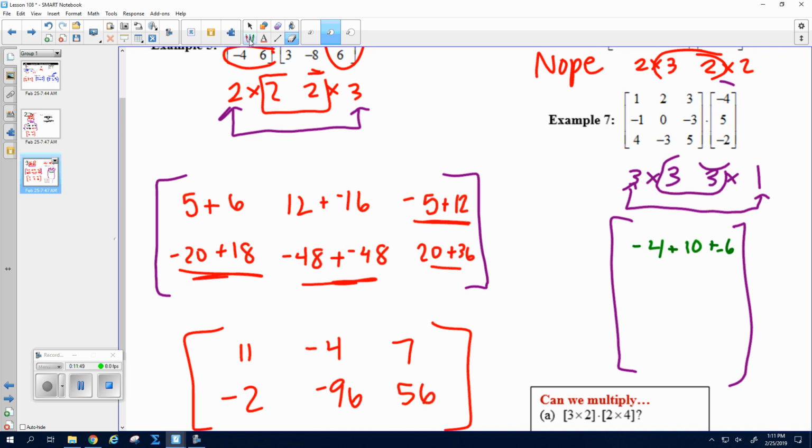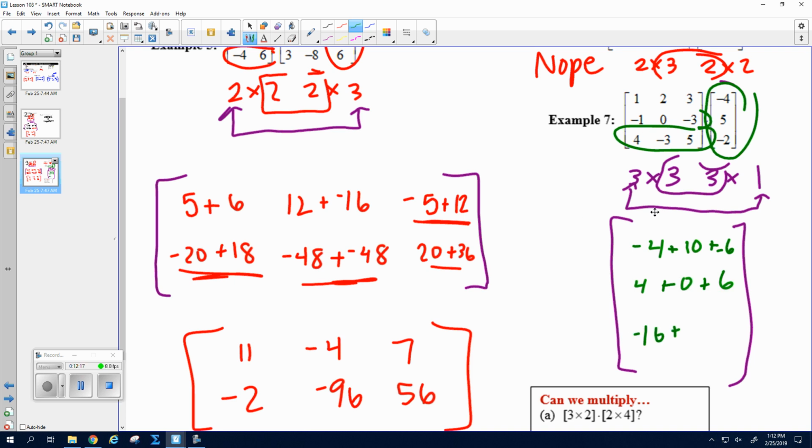Now I'm going to go across row 2 and down column 1. So I've got negative 1 times negative 4. What's that? 4. Plus 0 times 5. Plus negative 3 times negative 2. Okay. And now I'm going to go across the last row and down the 1 column that we have. What's 4 times negative 4? Plus, what's negative 3 times 5? And plus 5 times negative 2.